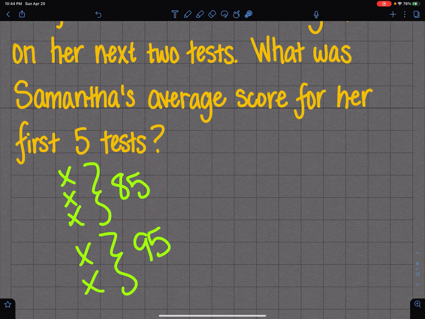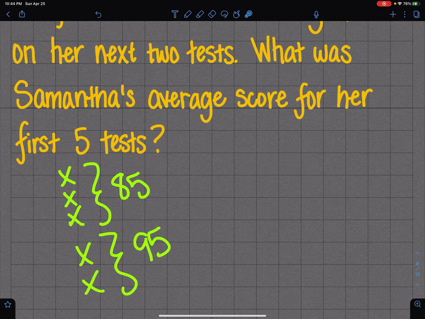In other words, there's 3 tests where she got this. There's only 2 tests where she got this. So the 85 is worth a little bit more than the 95. So let's see if you can figure that out.